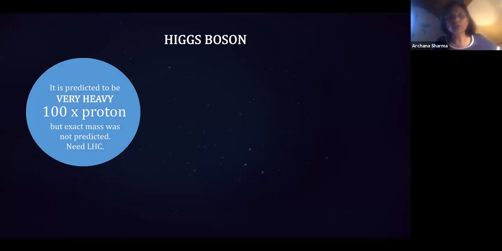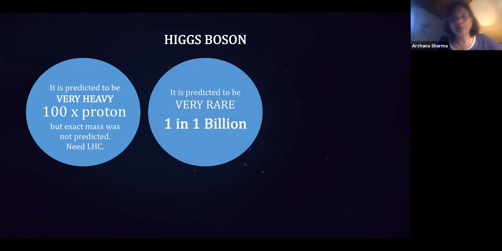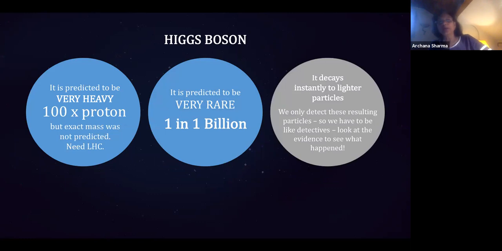So the Higgs boson was predicted to be very heavy. You saw that equation, and you know, physicists have been working over decades to predict what the mass of the Higgs boson should be. So it was predicted to be very, very heavy. It was predicted to be very rare as well. So one in a billion is what you will find. So when you make collisions at the collider, the accelerator, we have to look at a lot of data to then be able to be sure that the Higgs boson was actually formed.